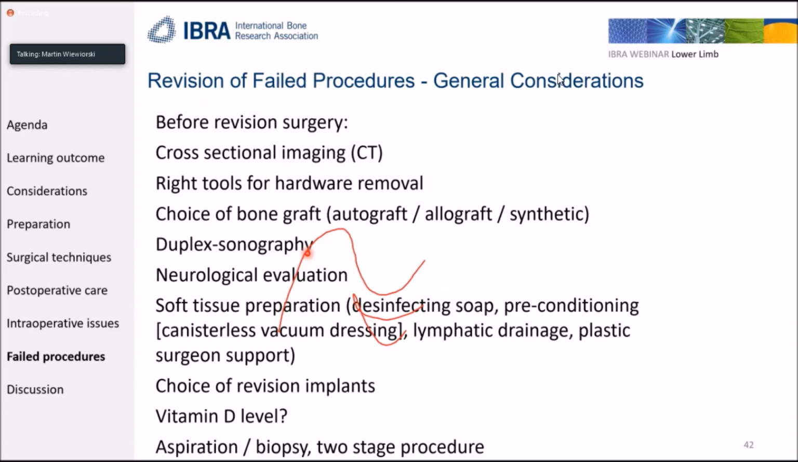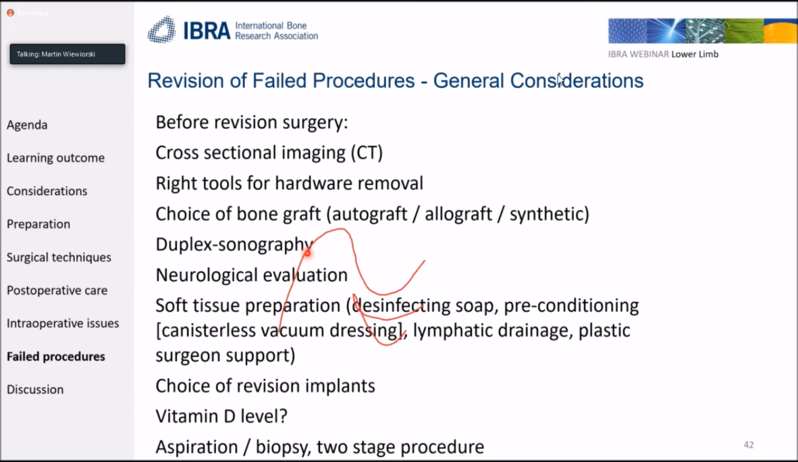I want to talk about some failed procedures and some revision of failed procedures, and there are some general considerations you have to think about. Before any revision surgery, I recommend cross-sectional imaging, for example a CT, to see what's going on in this joint: are the osteotomies fused, how is the bony substance, is there osteoarthritis. Most of these patients have some kind of hardware, so make sure you have the right tools for hardware removal.